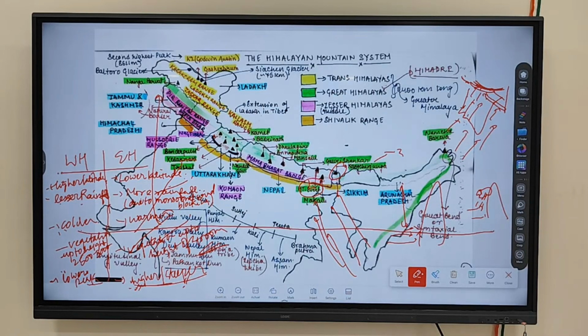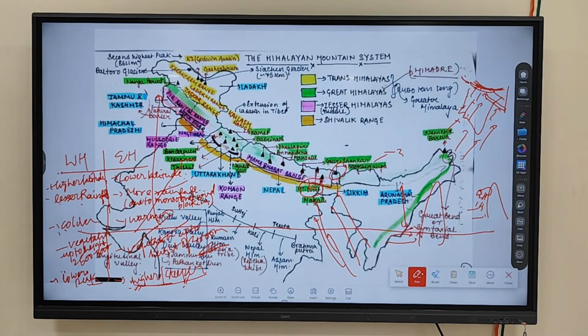Clear? There was a question asked in the examination: why do Western Himalayas have lesser vegetation up to 3000 meters and why do Eastern Himalayas have more vegetation? What will be the answer? Rainfall. Yes. More rainfall in the Eastern Himalayas and less in the Western Himalayas. UPSC has asked this question, so this is an important difference to keep in mind.